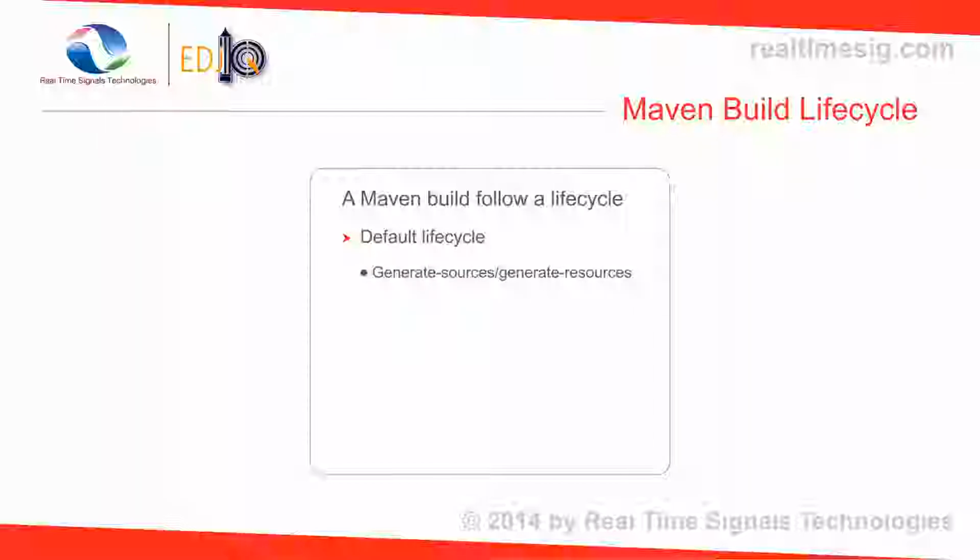Maven comes with 3 built-in build lifecycles as shown below. Default. This phase handles the complete deployment of the project. The features of the default lifecycle are: 1. Generate sources/generate resources. 2. Compile. 3. Test. 4. Package. 5. Install. 6. Deploy.